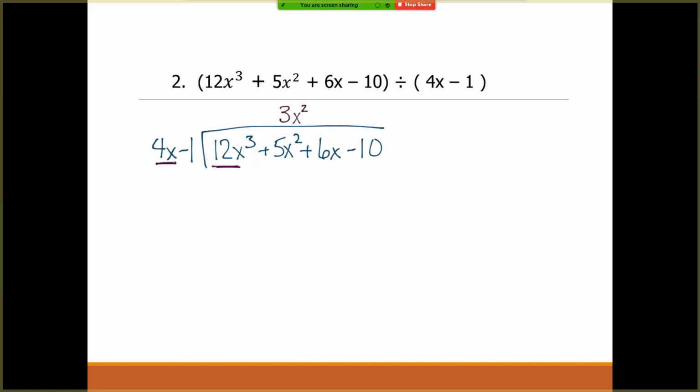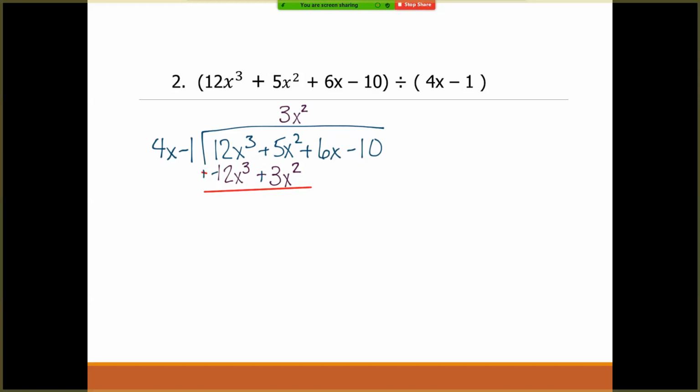Once I write that on top, whatever I write on top has to be multiplied by both terms sitting out front. So I'm going to take 3x squared times 4x. That'll give me 12x to the third. 3x squared times negative 1 is negative 3x squared. Then we have a subtraction problem. Again, distribute that to both terms.